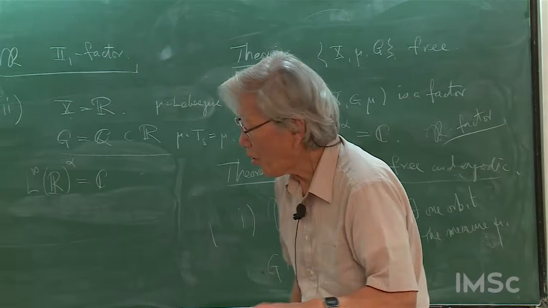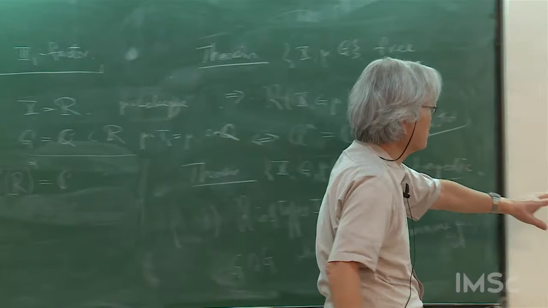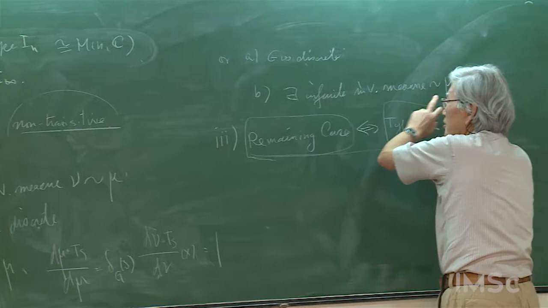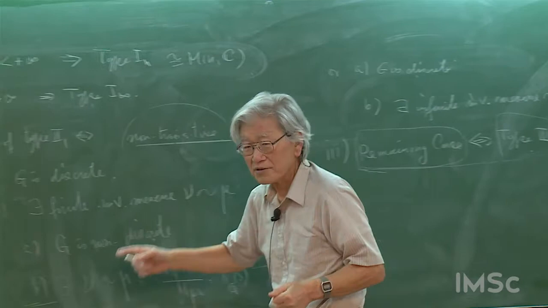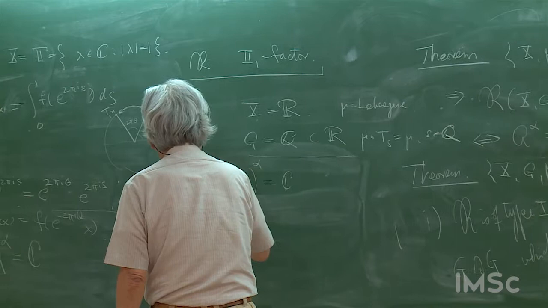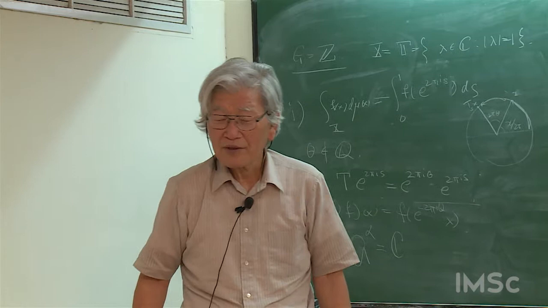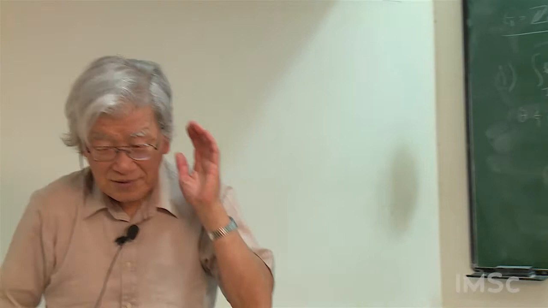So this gives you what? Which category does it belong to? It's not discrete. A finite invariant measure is not possible, but it is infinite. Measure mu itself is invariant. That's type II infinity. So the resulting algebra R is of type II infinity. This is type II infinity, with G non-discrete.